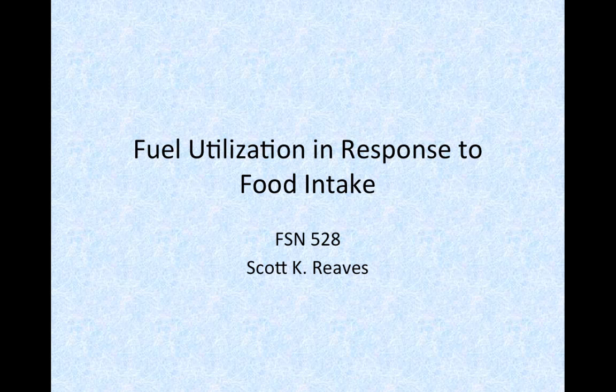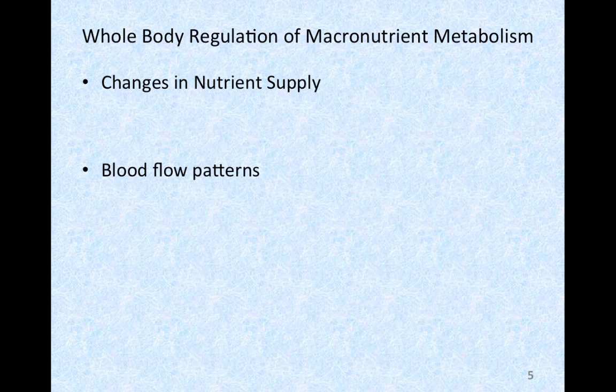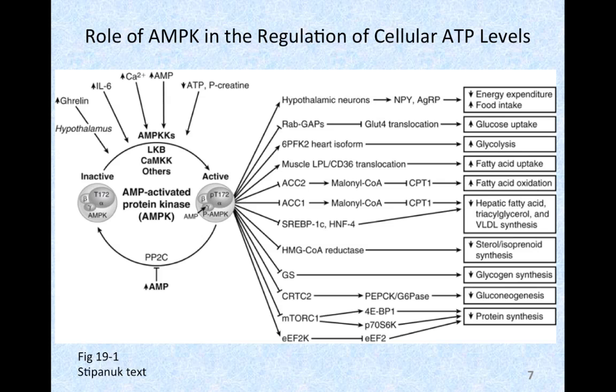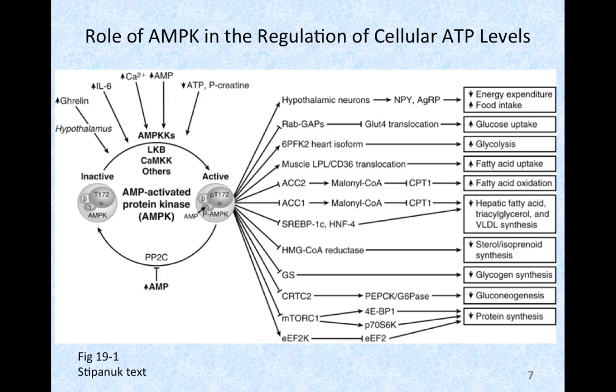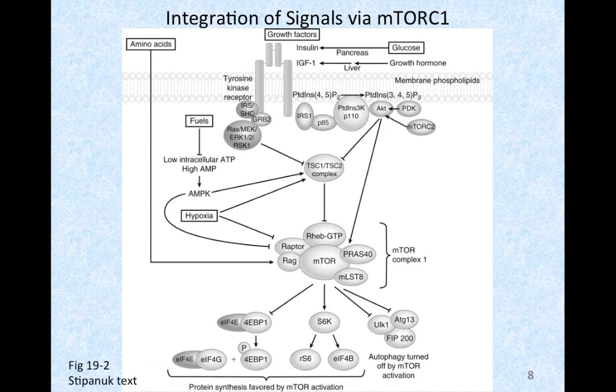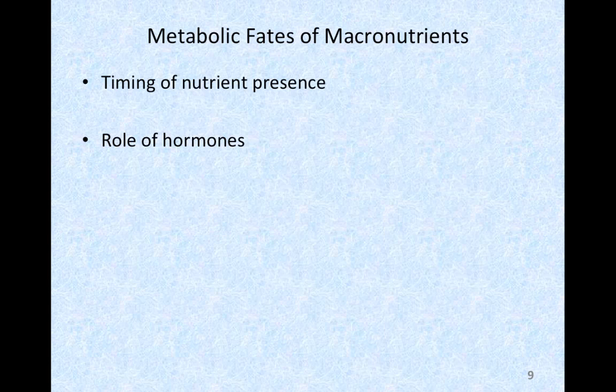So I'm going to take off where I left off, and we talked about quite a few different things, and we were looking at how certain things are regulated on a cellular level. We talked about the AMP activated protein kinase and some of its effects. We talked about mTOR, and then we're going to now continue on.